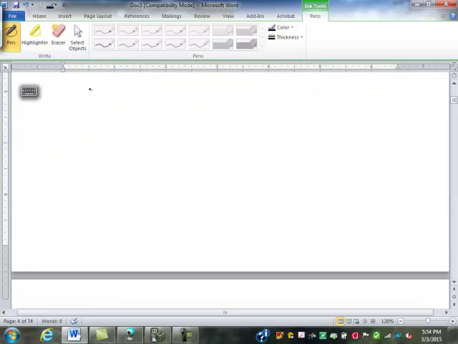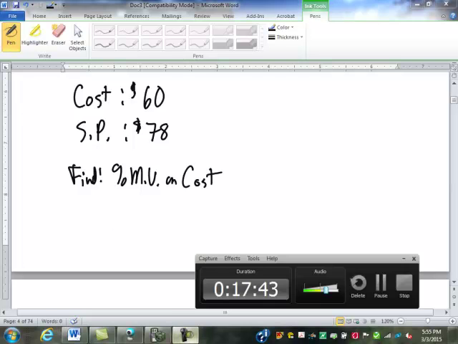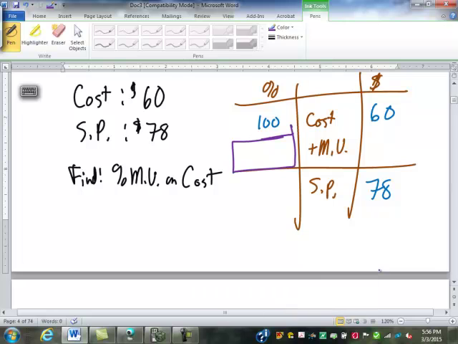So what if I give you the cost is $60 and the selling price is $78, and I ask you to find the percent markup on cost. Once again, go to her. So your table should start out looking something like this.